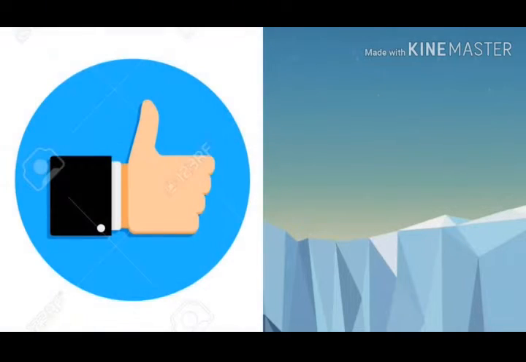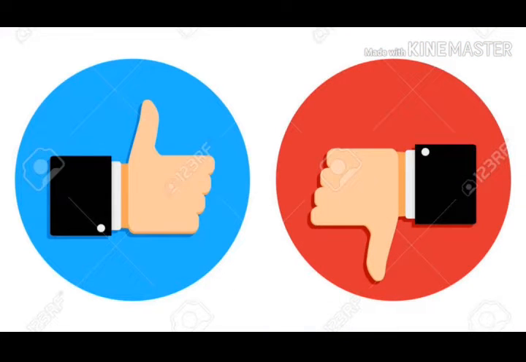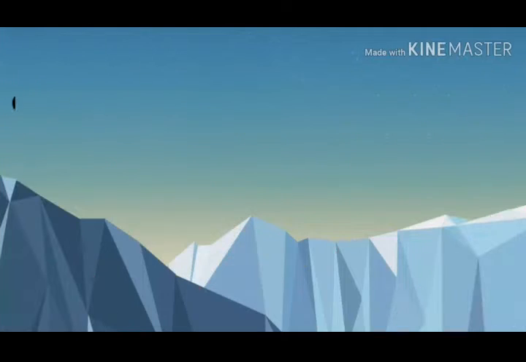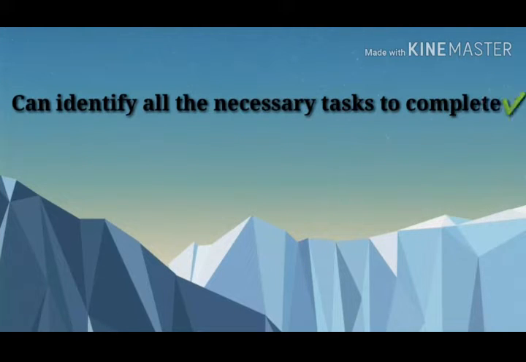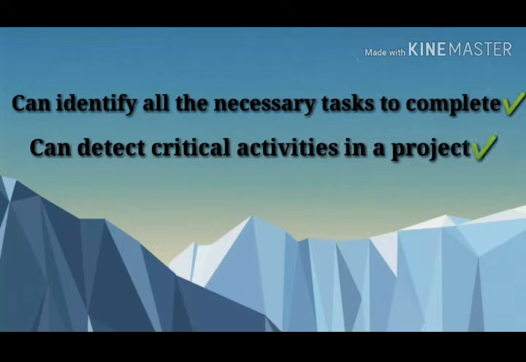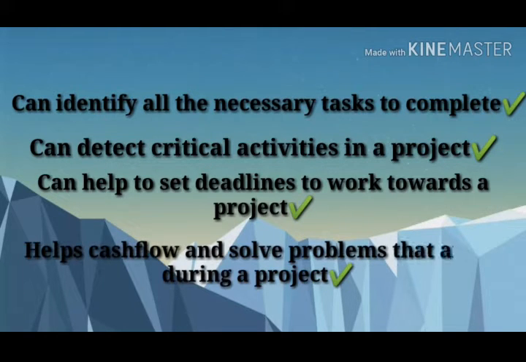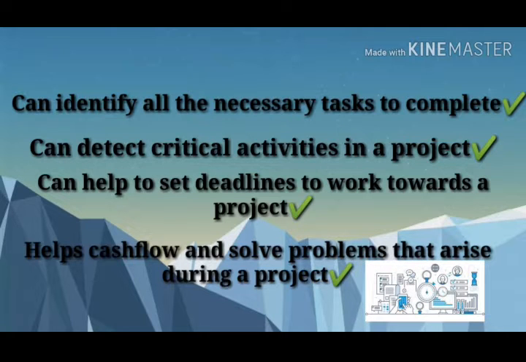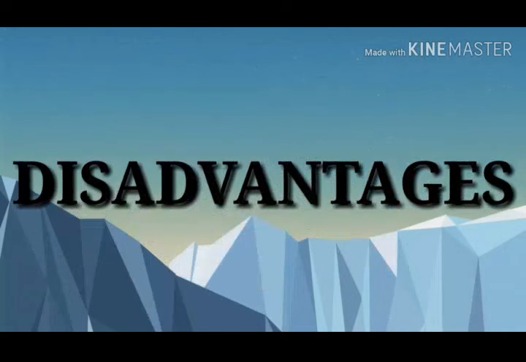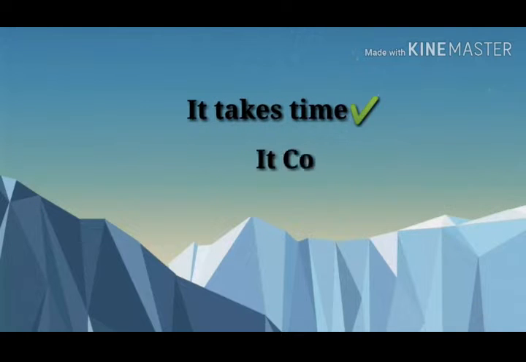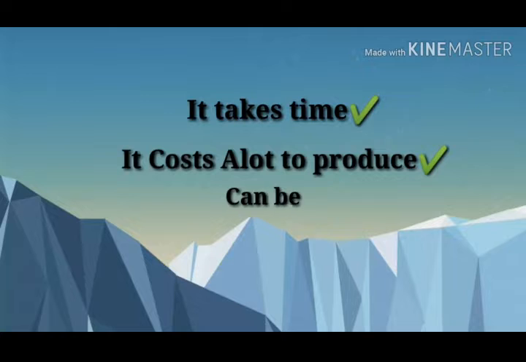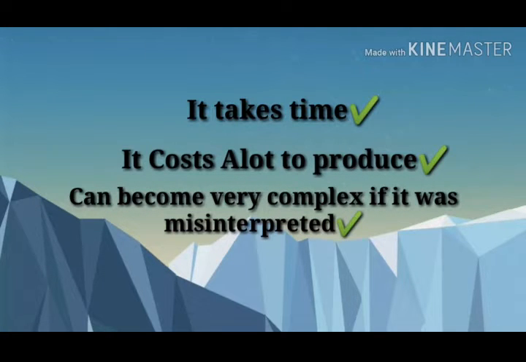There are a few advantages and disadvantages of using CPM in a project. The advantages are: a project manager can identify all the necessary tasks to complete the project. Secondly, they can detect the critical activities in the project. Thirdly, CPM can help to set deadlines to work towards. Lastly, it helps cash flow and can solve problems that arise during the project. The disadvantages are: it takes time to produce and it costs a lot to produce. Lastly, it can become very complex if it is misinterpreted.